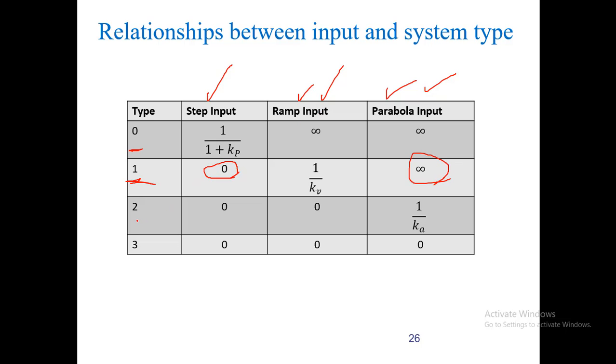Similarly, if you have a type 2 system, you have to apply a parabolic input to that system to find the accurate value of the steady state error. And if you have a type 3 system, you can apply any of these because all of them will show 0 error. So this is the relationship between the input and the system type.